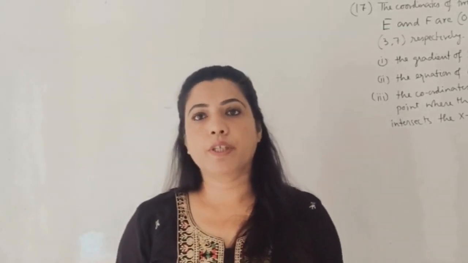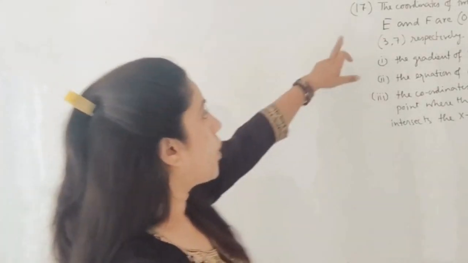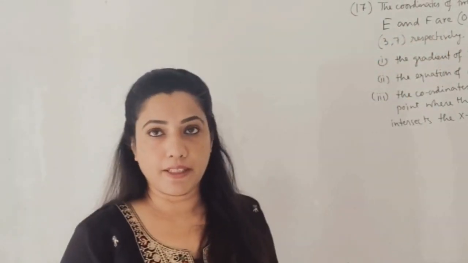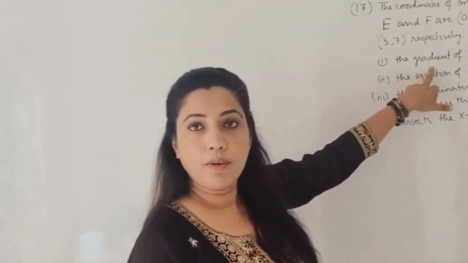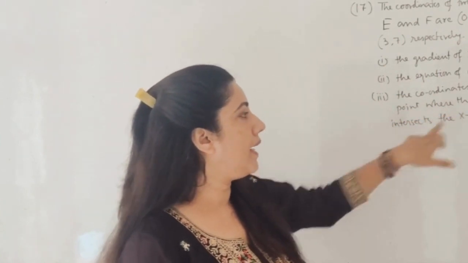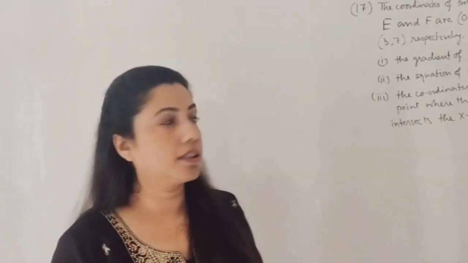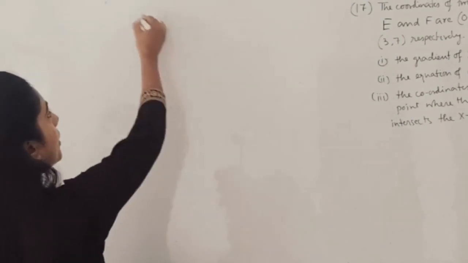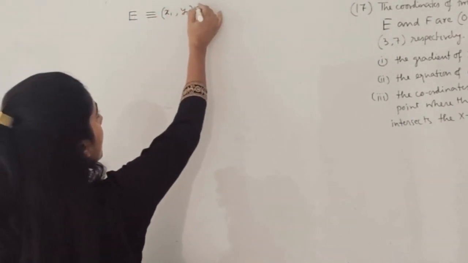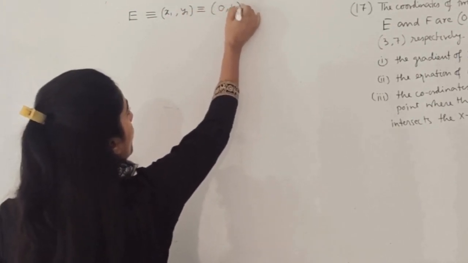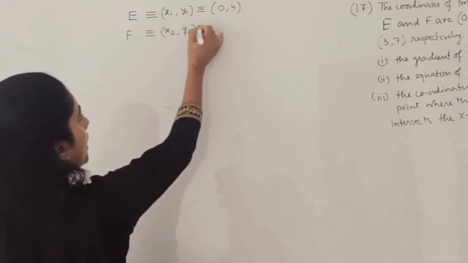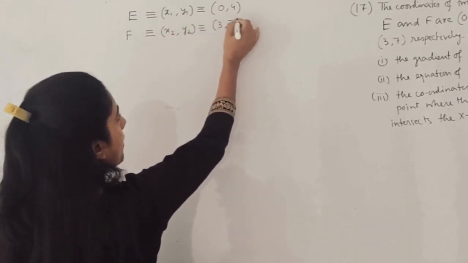So let us start with the next question. Question number 17. The coordinates of 2 points E and F are 0, 4 and 3, 7 respectively. Find the gradient of EF, the equation of EF and the coordinates of the point where the line EF intersects the x-axis. So 2 points are given here, E, which can be denoted as x1, y1 and which is your 0, 4 and F, which can be denoted as x2, y2 and which is given as 3, 7.